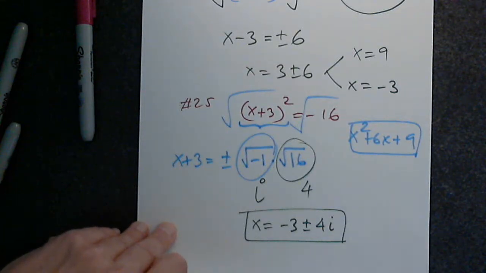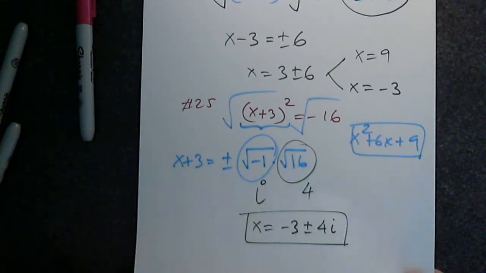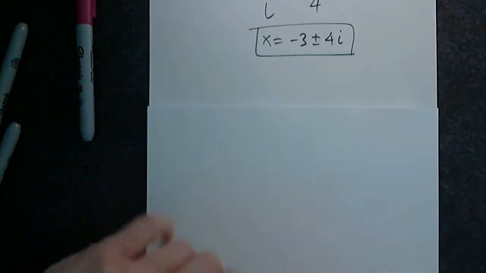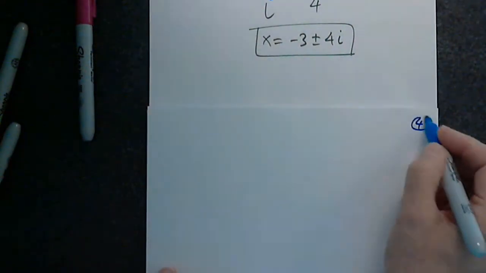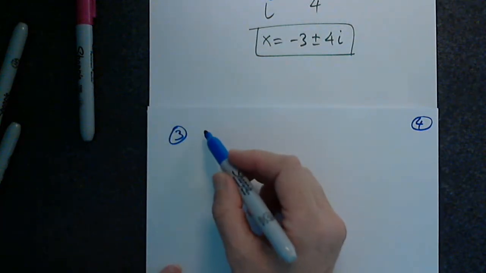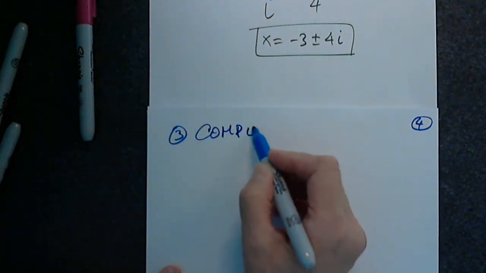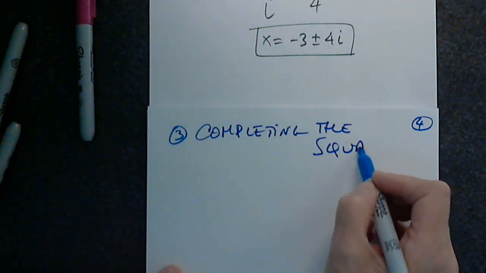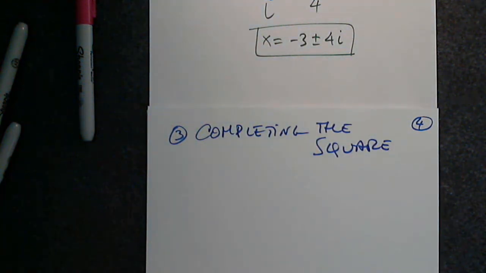Any questions? Okay, let's continue with the next method. Method number 3, completing the square.